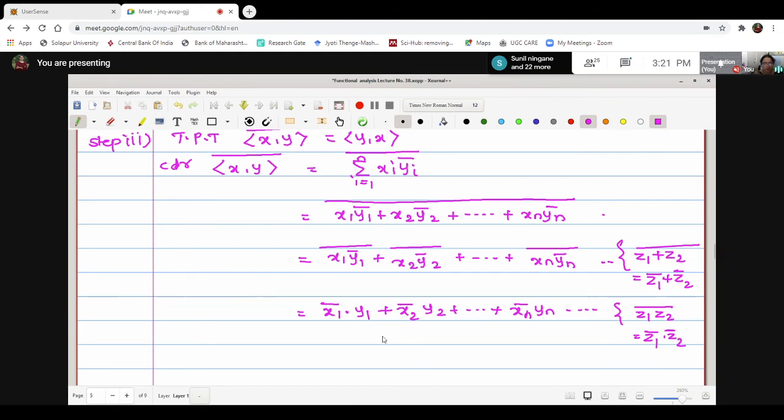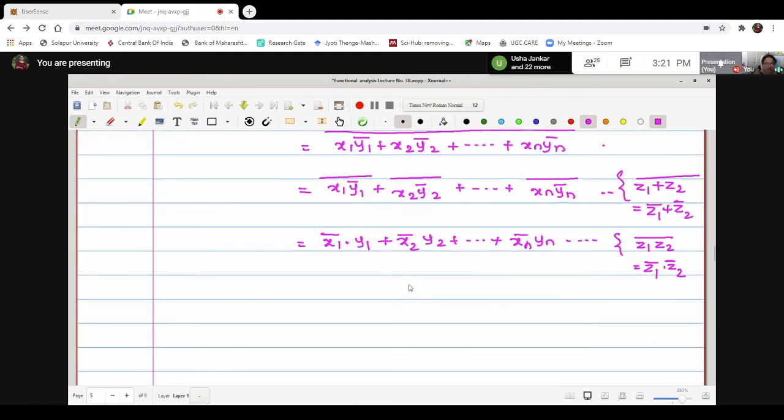Okay. Now, as we are in the vector spaces, we know that addition is commutative and multiplication is also commutative. Therefore, here we will use the multiplication commutative property. We will just interchange the positions. Therefore, I will write this as y1 x1 bar, y2 x2 bar till yn xn bar.